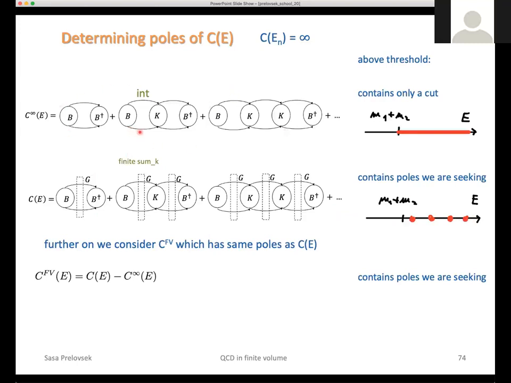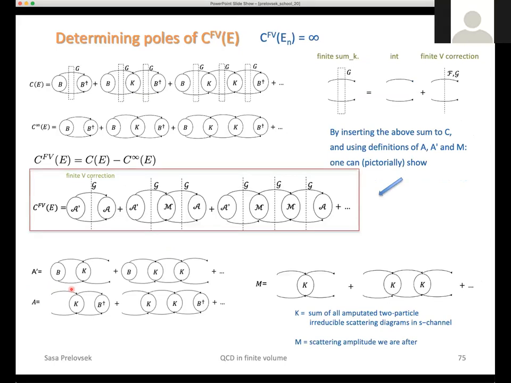In infinite volume, of course, there is an integral over momentum, and all eigenenergies above threshold are possible because all momenta are possible. So you'll have a continuous energy spectrum, or a cut. This is not what we are looking for. What we are looking for are these eigenenergies. So in the remainder, we'll mostly look at this difference: the correlation function in finite volume minus the correlation function in infinite volume. We'll call it like this. This object will contain the poles we are seeking, the eigenenergies. Now we want to determine these eigenenergies. I think we are two slides away from one form of the Lüscher equation.